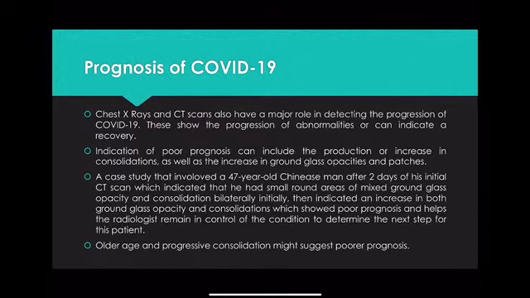A case study involved a 47-year-old Chinese man after 2 days of his initial CT scan, which indicated that he had small round areas of mixed ground glass opacity and consolidation bilaterally initially. Then it indicated an increase in both ground glass opacity and consolidations, which showed poor prognosis and helps the radiologist remain in control of the condition to determine the next step for the patient. Older age and progressive consolidations may suggest poorer prognosis.